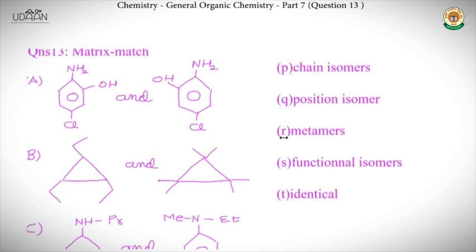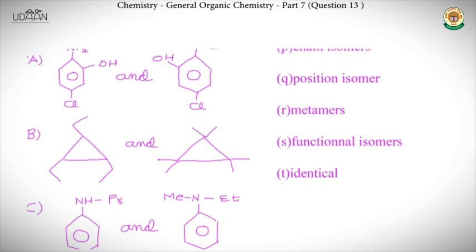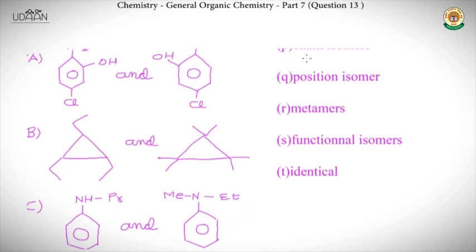Here we have another matrix match type question, and we've been asked to match these given pairs to chain isomers, position isomers, metamers, and functional isomers, or they could be identical. So how do we go about identifying these isomers?